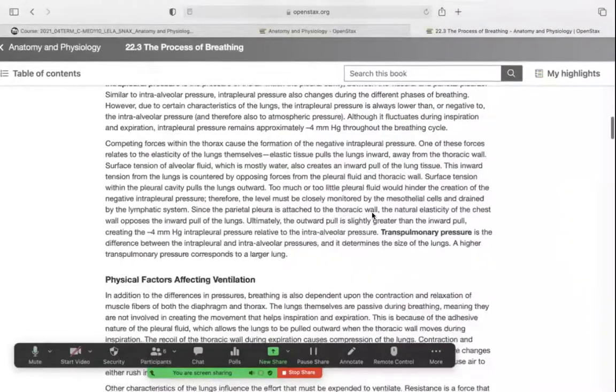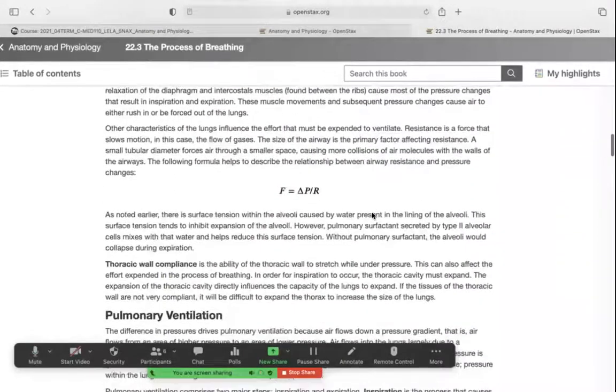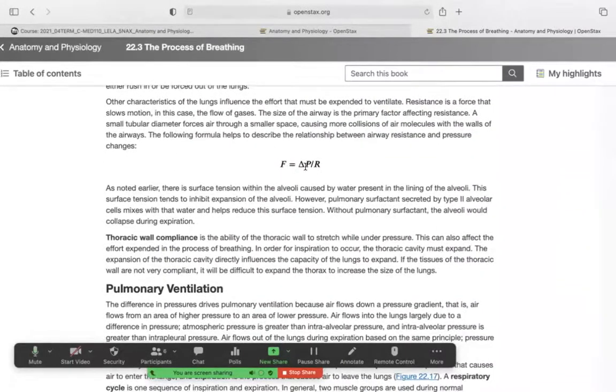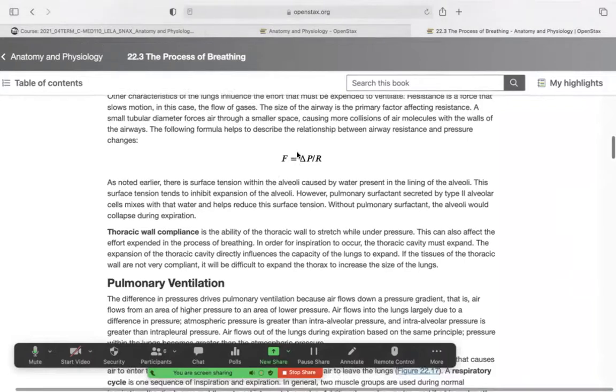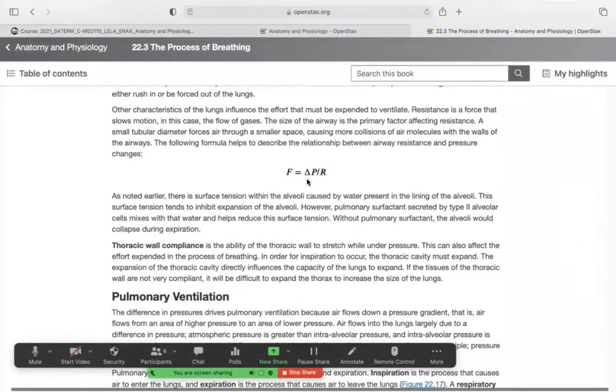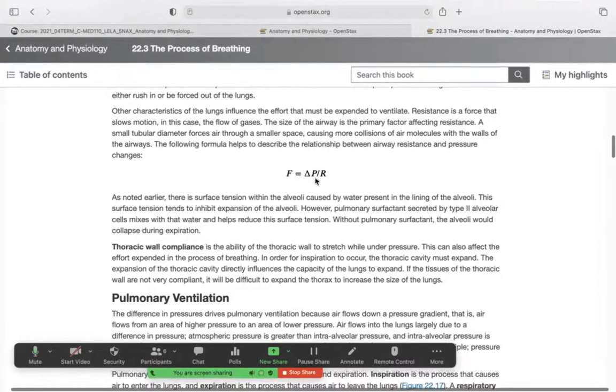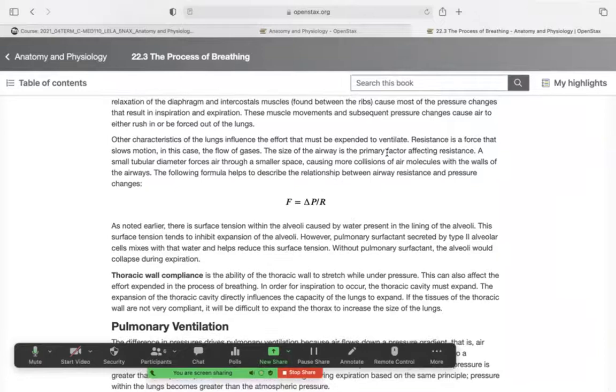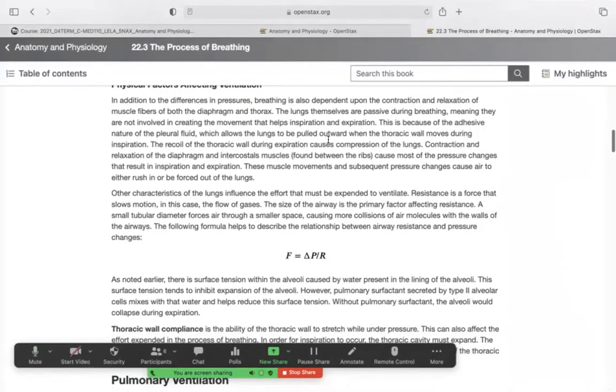And you could see the force, the ventilation equals the change in the ratio between... why am I doing this? This is not a physics class.